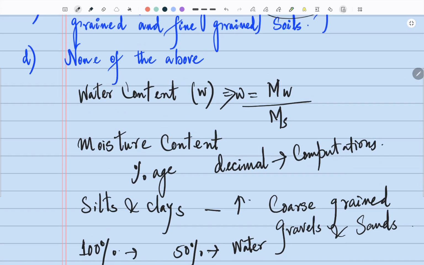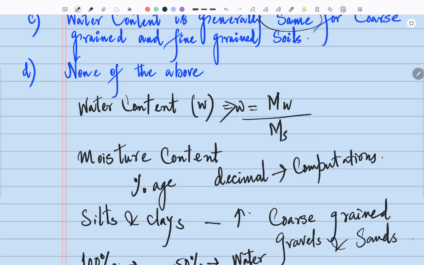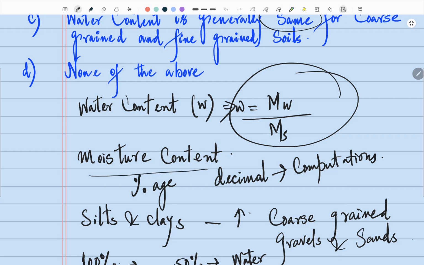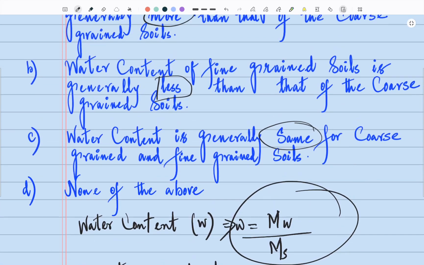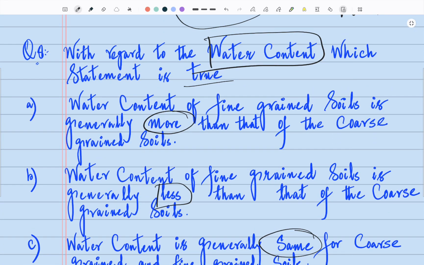All right. So the water content is defined as the ratio of the mass of the water to the mass of the solids. It's also known as the moisture content and is generally expressed as percentage but used as a decimal in computations. And it must be noted that for the silts and clays, the fine-grained soils, the value of this water content is generally more than that of the coarse-grained soils such as gravels and sands. So coming back to the question, which statement is appropriate? Water content of fine-grained soils is generally more than that of the coarse-grained soils. Option A is the correct option.